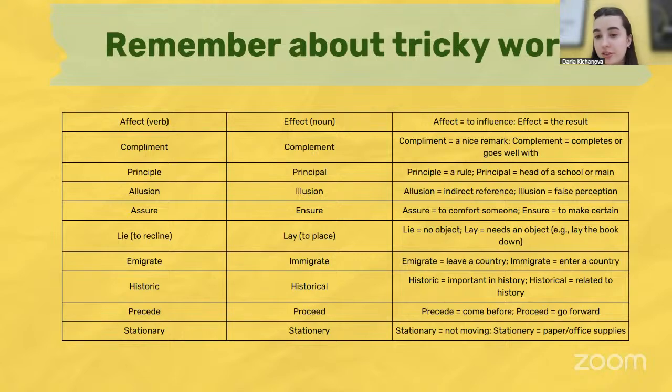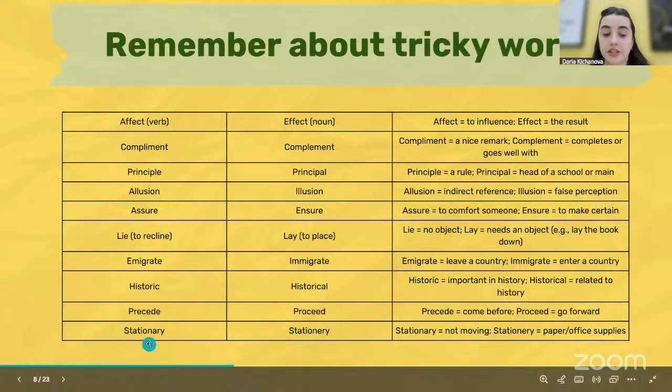And we have like two last pairs, precede and proceed. Precede, it is come before, you can see. So it is something that went before. And proceed, it's when we keep doing something. Proceed doing something, it's go forward, keep doing this. So it is proceed. And at last, stationary.